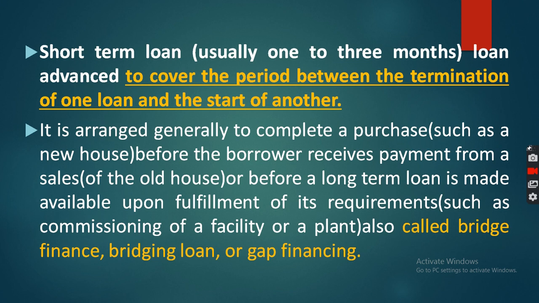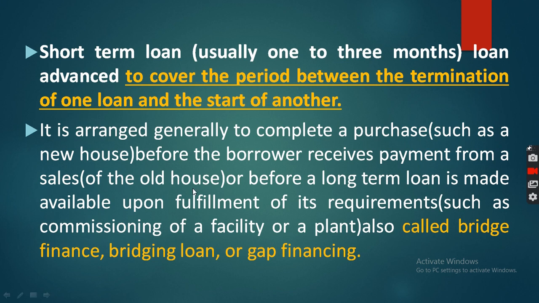Clear? So it is arranged generally to complete a purchase, such as a new house, before the borrower receives payments from the sale of the old house. If you have sold your old house but you have not received the payment, and you have to purchase a new house. One example to concentrate on: you have sold the old house, but the payment is not received yet, but you want to purchase a new house. The payment for the old house you sold will come after 15 days, and you want the new house immediately, so for 15 days you have to take a short term loan or bridge loan, and after 15 days you have to make the payment to the bank.